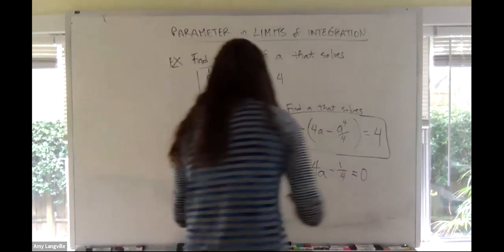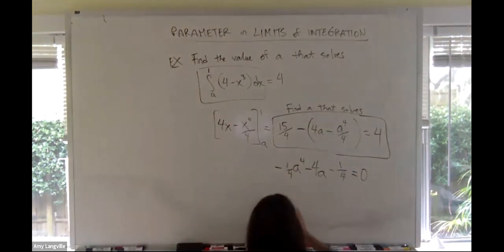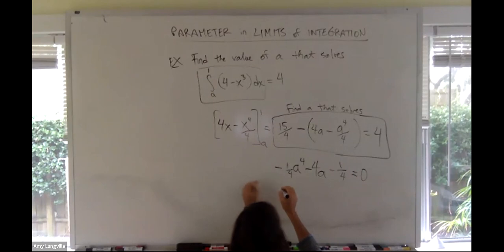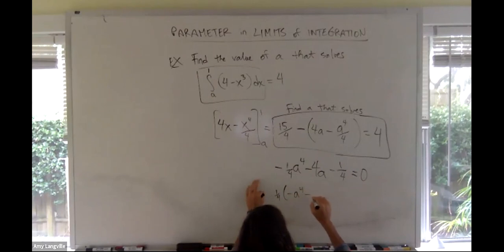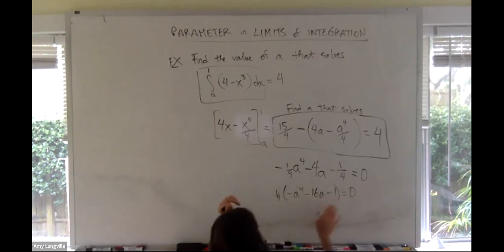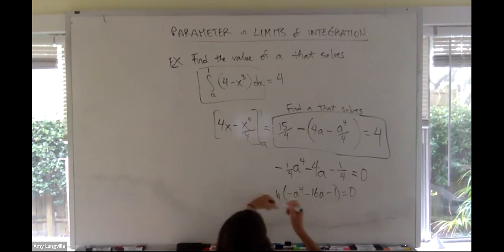Let's see what happens. Could I factor? I could maybe clean it up a little bit. I don't know if it's going to help, but I could take out the 1/4, minus a to the 4th minus 16a minus 1. Again, I'm looking at what's in parentheses to see, is it possible to factor that? No, we'll have a squared. So we can't factor that using our basic FOIL.